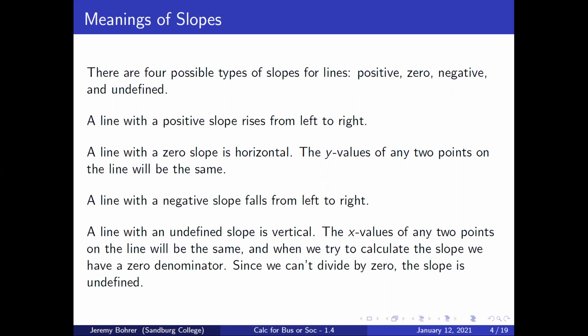A line with a negative slope falls from left to right, and a line with an undefined slope is vertical. The x values of any two points on the line will be the same, and when we try to calculate the slope, we have a zero denominator. Since we can't divide by zero, the slope is undefined.